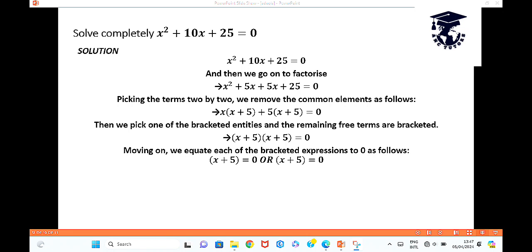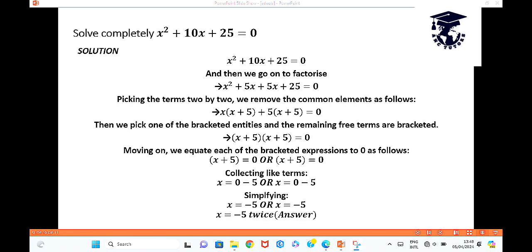Collecting like terms now for each of what we have equated, we have x plus 5 is equal to 0. When plus 5 crosses over the equal to sign, it becomes minus 5. So that gives us x is equal to 0 minus 5. It is the same thing for the second one too. Simplifying, we have x is equal to 0 minus 5. What is 0 minus 5? 0 minus 5 is equal to minus 5. So we have x is equal to minus 5.